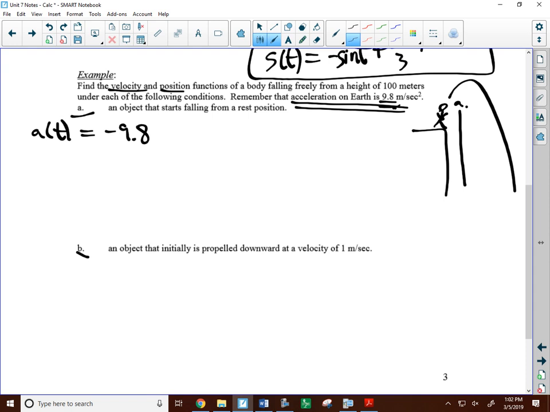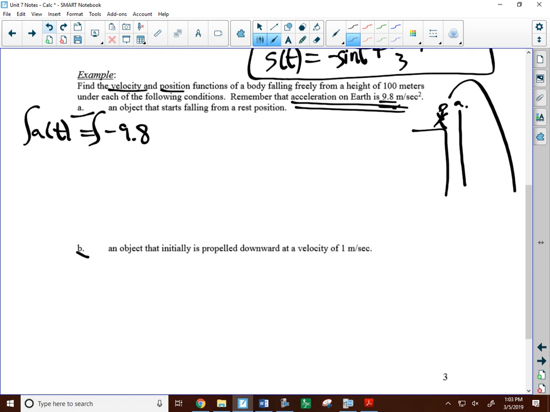Now, please don't do this. Every year I say don't do it. I always have students say negative 9.8 t. You don't need t. It's just a number. Acceleration near the Earth is always a constant number. And it's negative because it's acting downward. So negative 9.8.